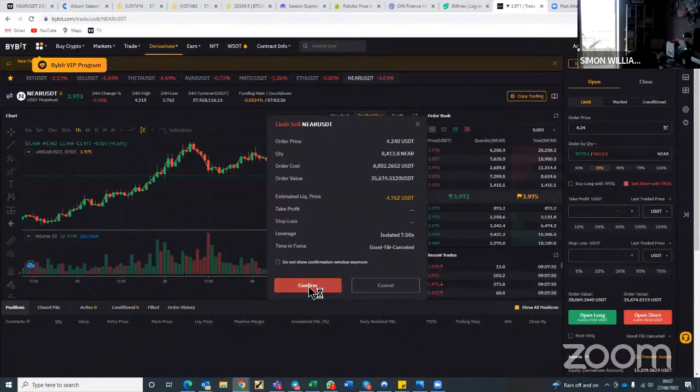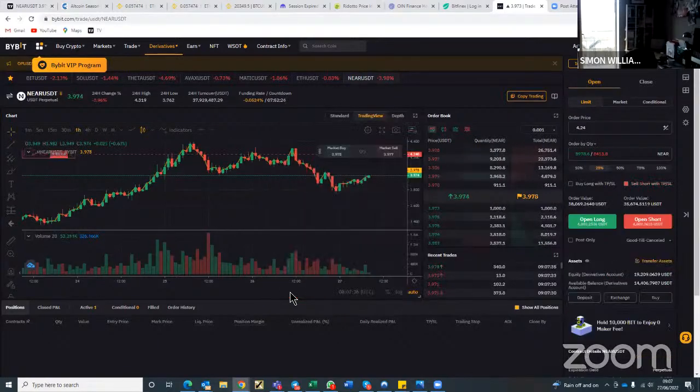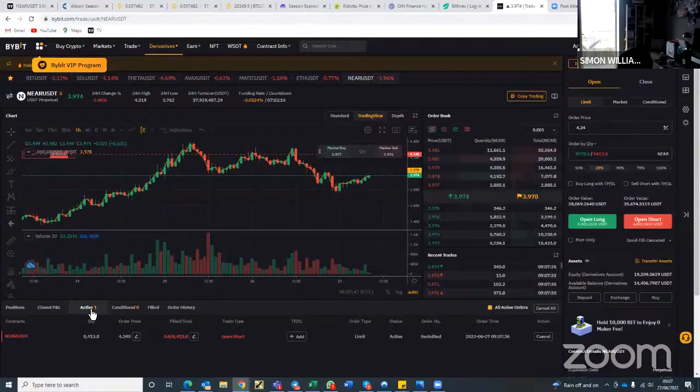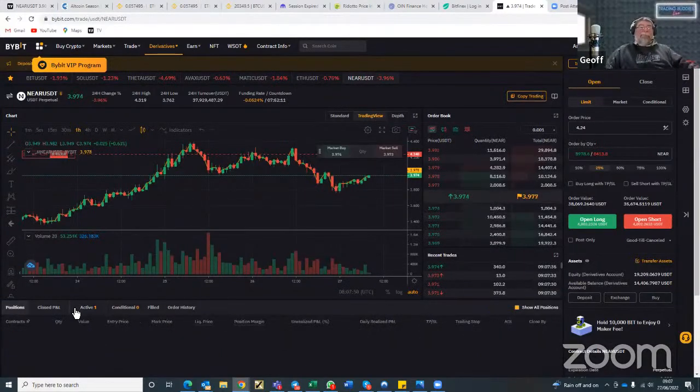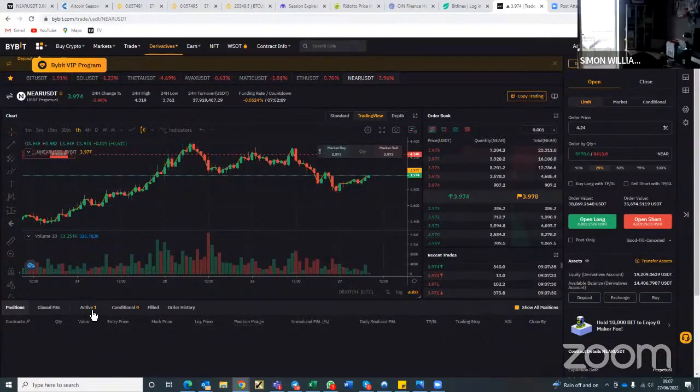I'm going to confirm that order, and it's going to pop down here in the whatever you call these things, as an active. I don't know why it says that. I find that confusing. You can see it in there. It's set up. Why they call it active, it's contradictory, isn't it? Really, it's not active. That's the whole point. But once it triggers, it just pops into this one, and it'll be live in here.